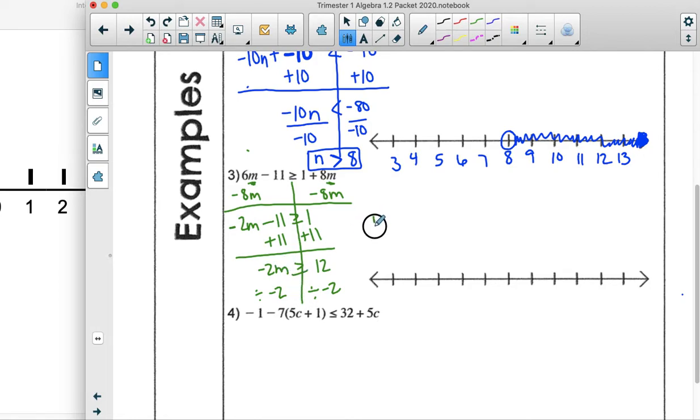Okay, so when I divide by negative 2, that gets rid of that. So I'm left with just m. 12 divided by negative 2, positive divided by negative is a negative, and 12 divided by 2 is 6.